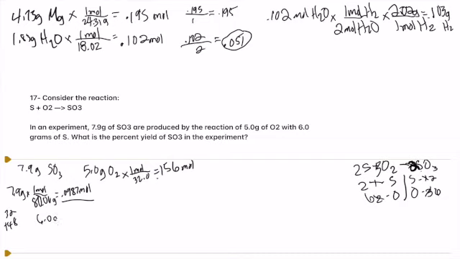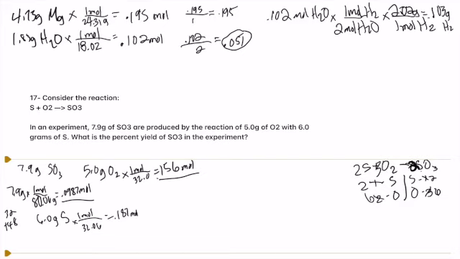And so we'll take our 6.0 grams of sulfur times 1 mole, and sulfur is fairly heavy at 32.06 grams per mole. And so we see that we have 0.187 moles present as a reactant.